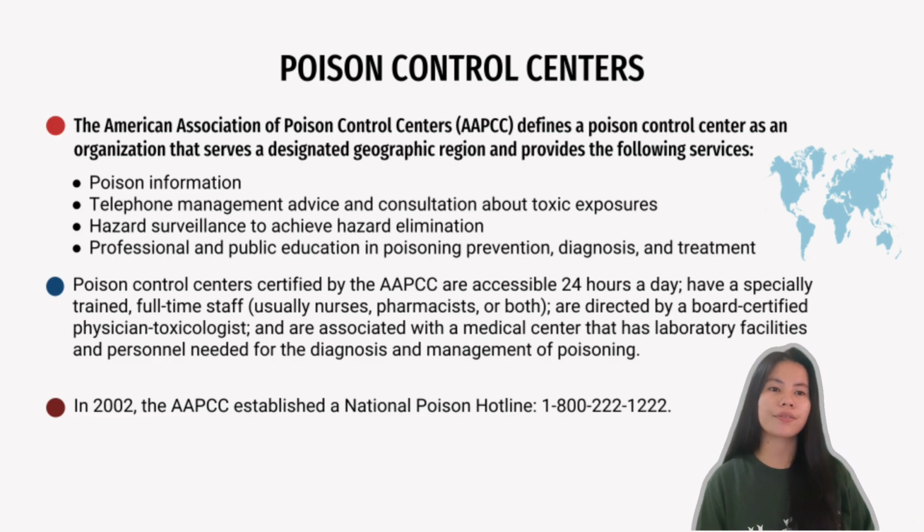Then poison control centers. The American Association of Poison Control Centers, or AAPCC, defines a poison control center as an organization that serves a designated geographic region and provides the following services such as poison information, telephone management advice, and consultation about toxic exposures. Also hazard surveillance to achieve hazard elimination, and professional and public education in poisoning prevention, diagnosis, and treatment.